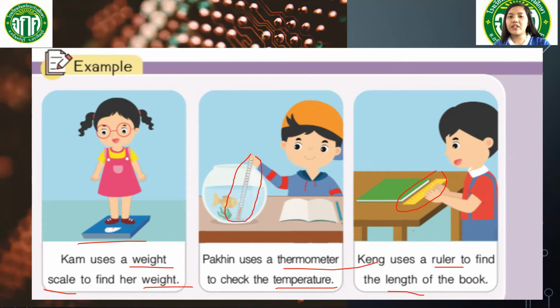So those are the examples of how we are going to use these measuring tools in order for us to find out the correct number of things we want to know. Okay, next.